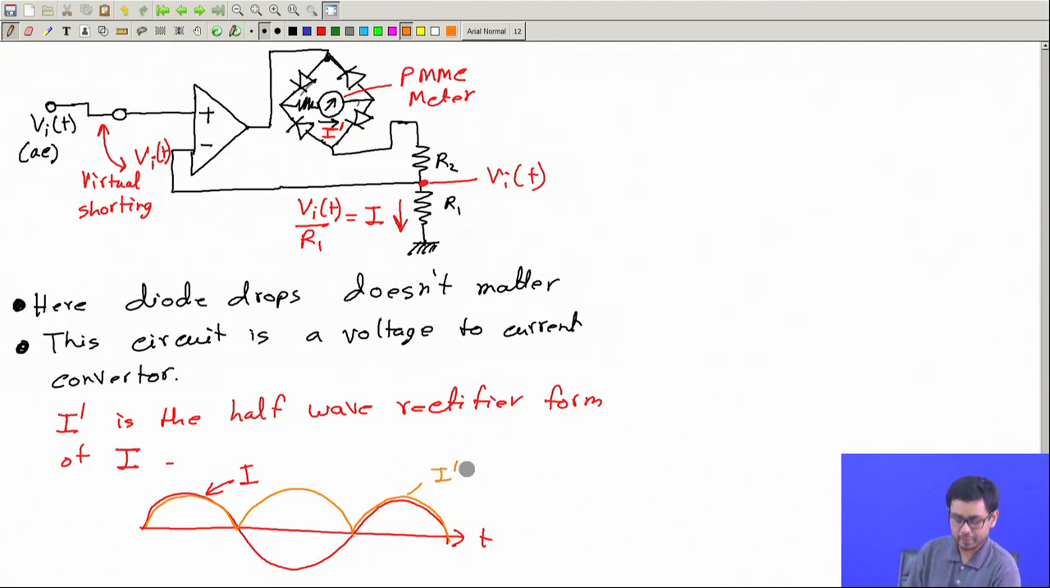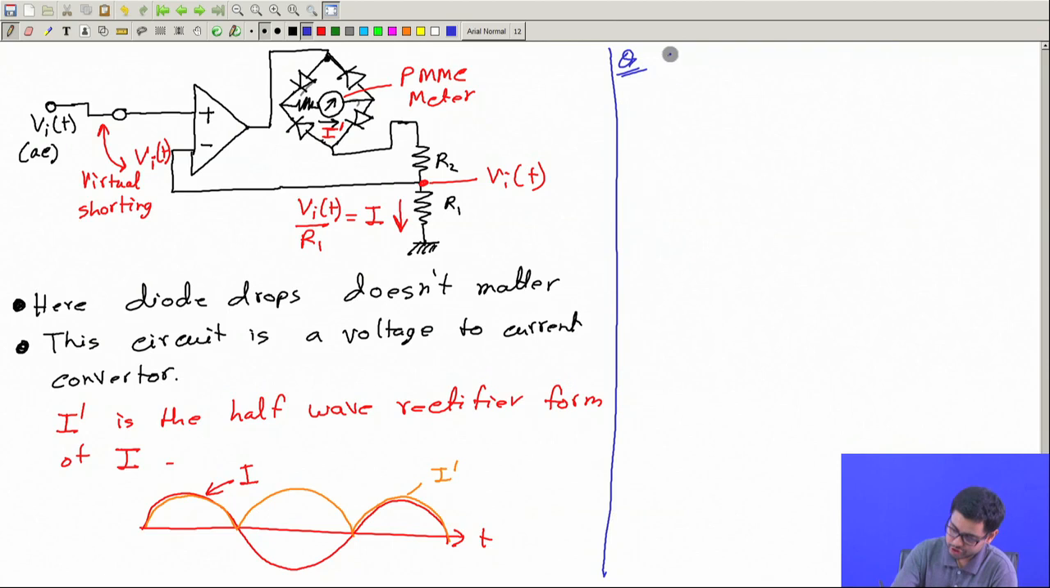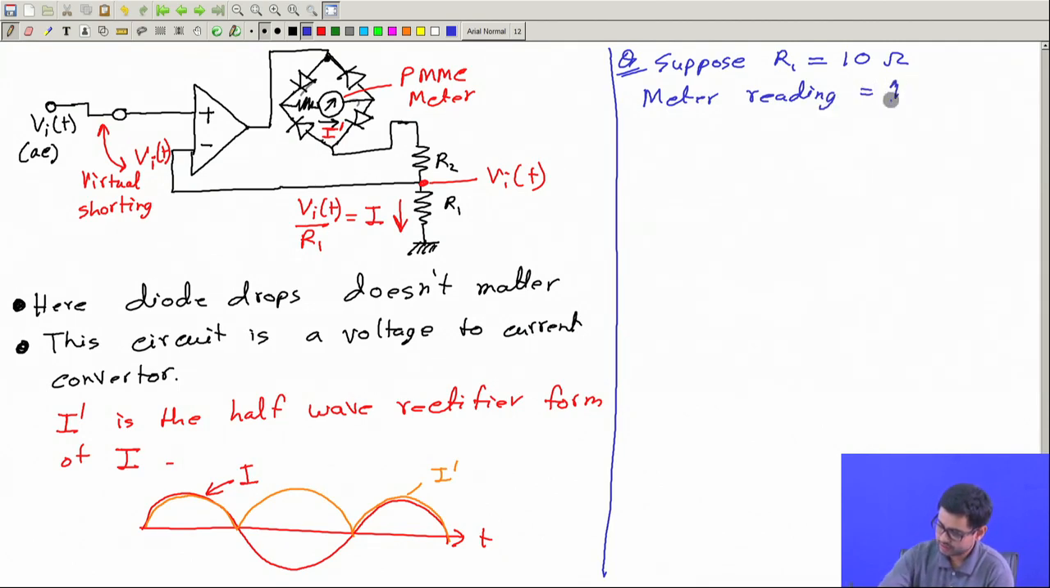Now, can we take a numerical example on this? Let's take a numeric example for practice. Question. Suppose we take R1 equal to 10 ohm and meter reading is equal to 1 milliampere. Then VI RMS is equal to how much? So this is the question.